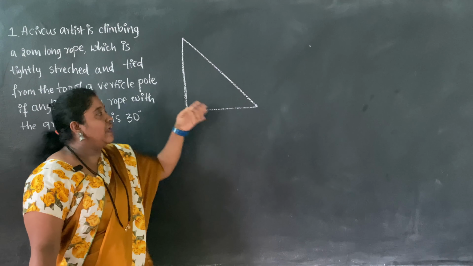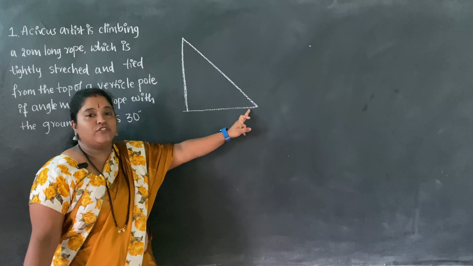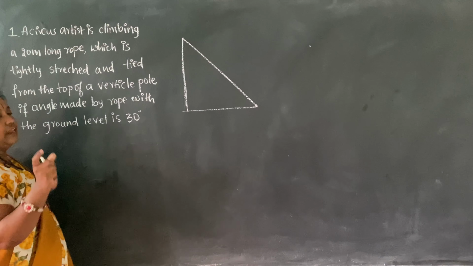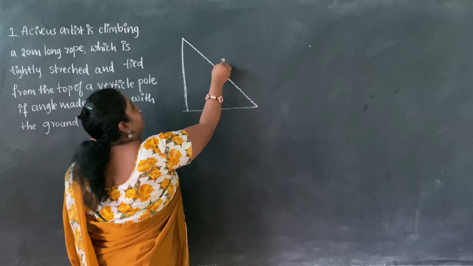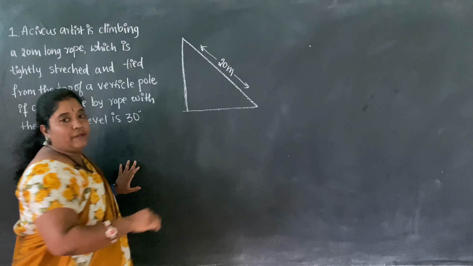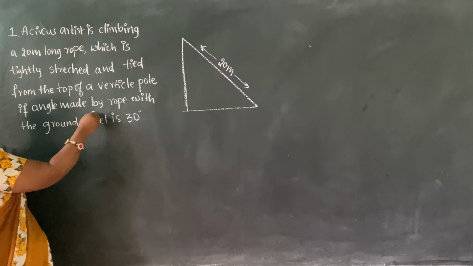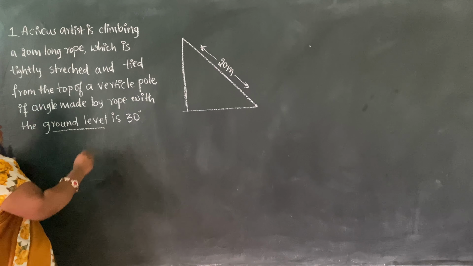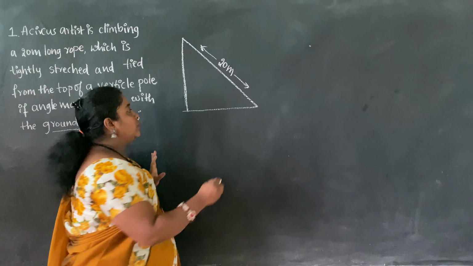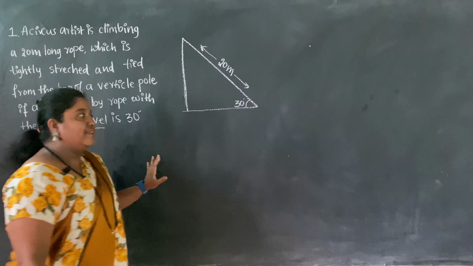This is the base level and this is the vertical pole, and the rope is tied from the top of the pole to the ground, and the rope is 20 meter in length. They have provided you the length of the rope, that is 20 meter. And again they are telling the angle made by the rope with the ground level, and the rope that is making angle with the ground is how much, dears? It is 30 degree.